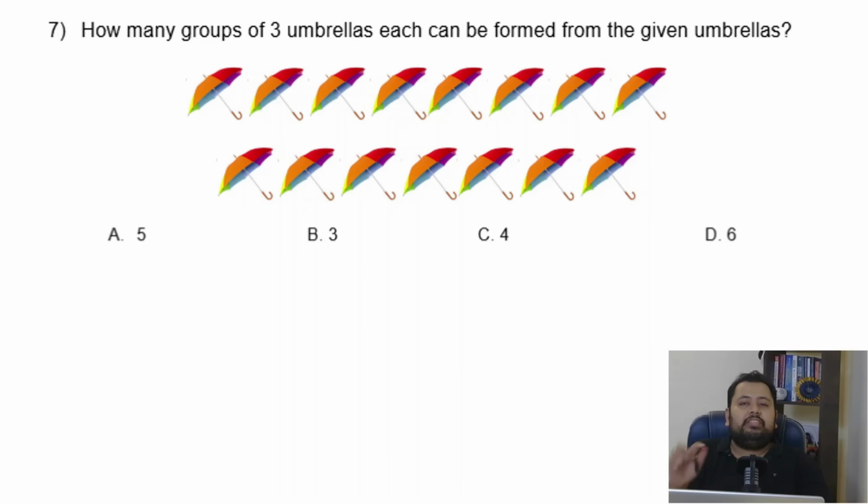How many groups of three umbrellas can be formed from the given umbrellas, right? So there are some umbrellas that are given over here. What you have to find out is how many groups of three umbrellas can be formed from the given figure, right? So you have to make groups of three umbrellas and see how many such groups can be formed in total. Pause the video, solve it first, and then look at the solution.